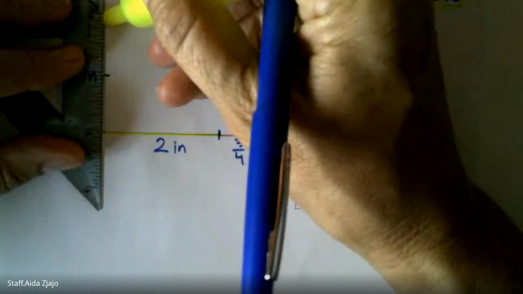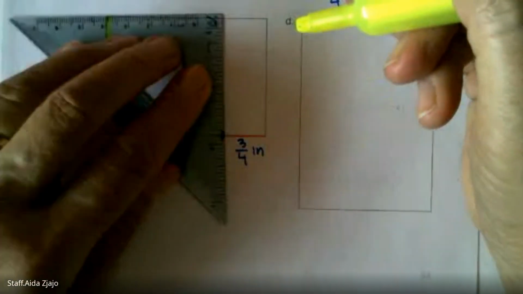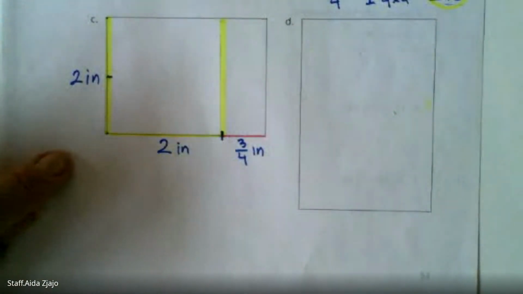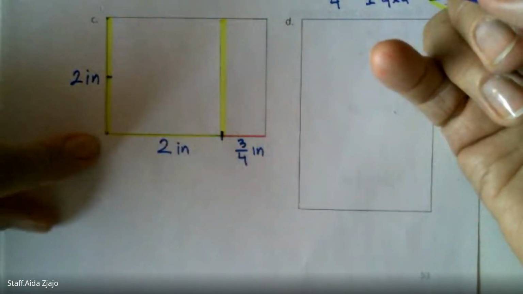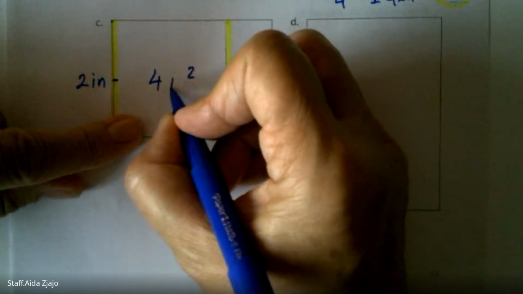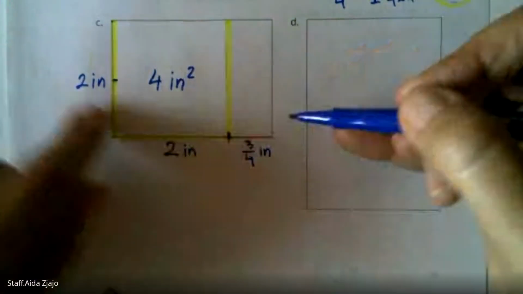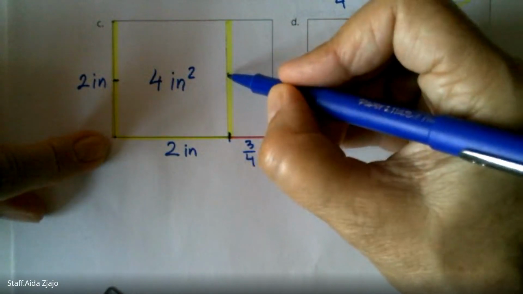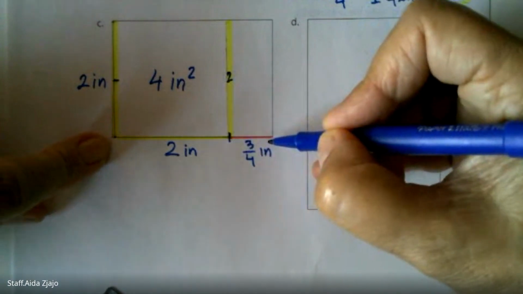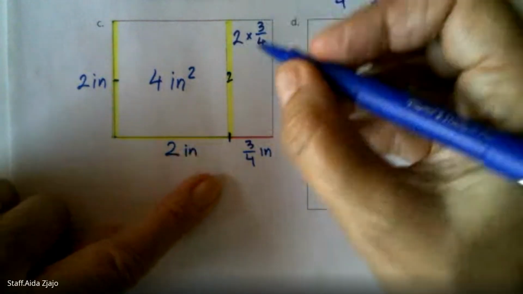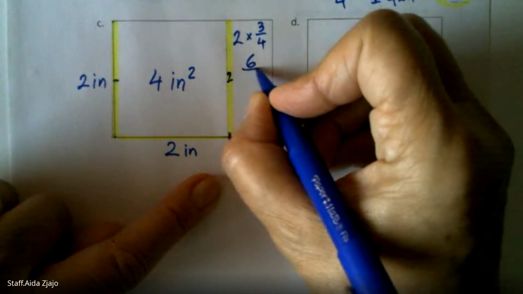So this one here is 2 inches. When I separate the whole in rectangle, this is 2 by 2. So 2 inches times 2 inches makes 4 square inches. And then this one here, because that is 2, so is this one here. So it's 2 times 3/4. 2 times 3/4 is 6/4.